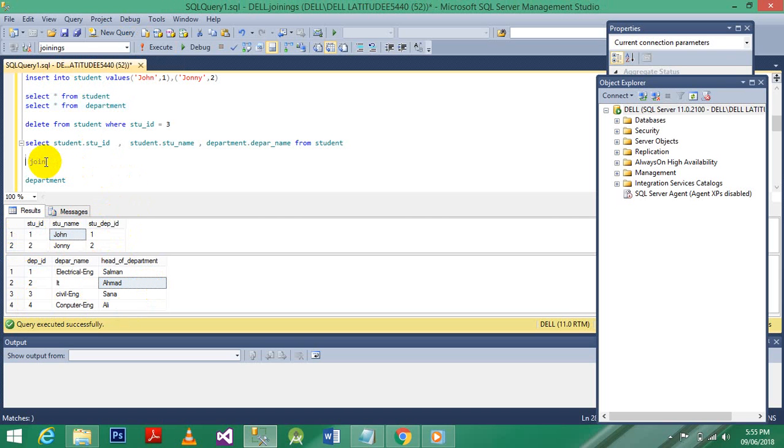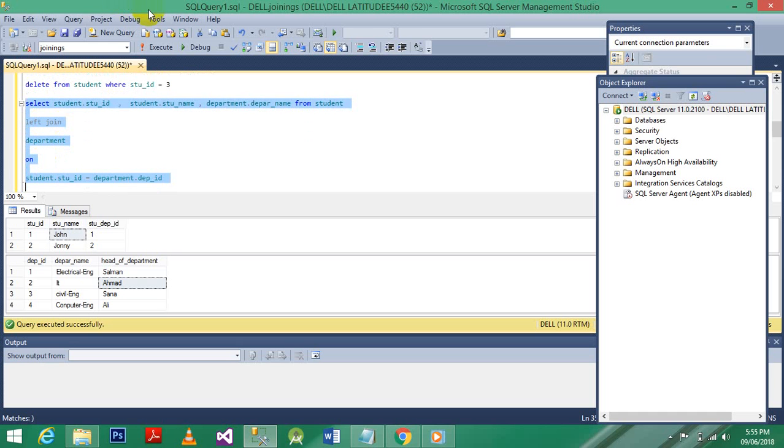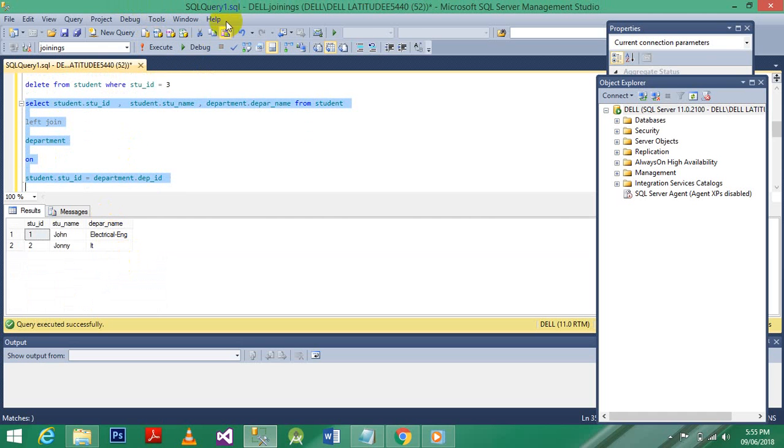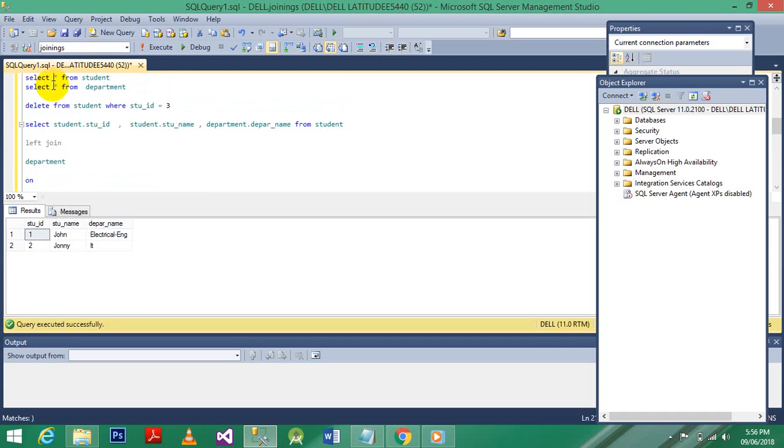If I use left instead of inner, it means retrieve all the data from the left table and retrieve similar data from the right table. So it shows only department ID 1 and department ID 2 because we use the reference of department ID 1 and department ID 2 in our student table. So just select it and execute it. Look. Okay, now what about right join? Again select it and execute.